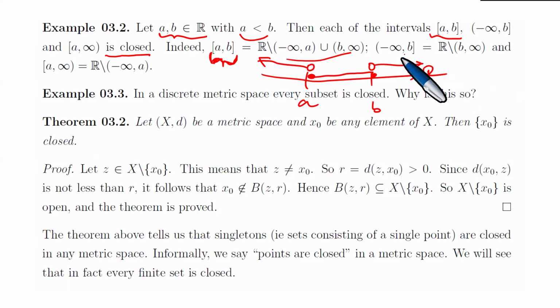But why is this complement so important? Because we are able to see that a set is closed if its complement is open. So we have already seen that we took the complement of this particular set and the complement is closed. But also, if you take the complement of b to infinity, it contains minus infinity to b. So a set is closed if its complement is what? If its complement is open.